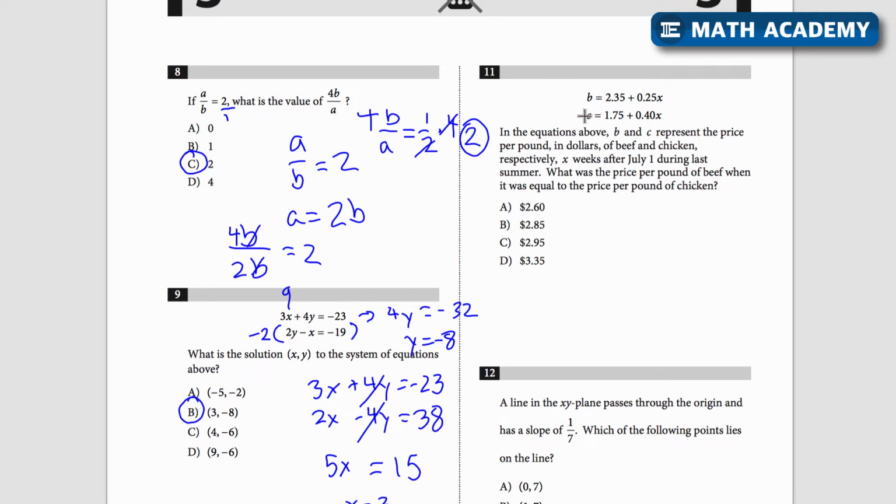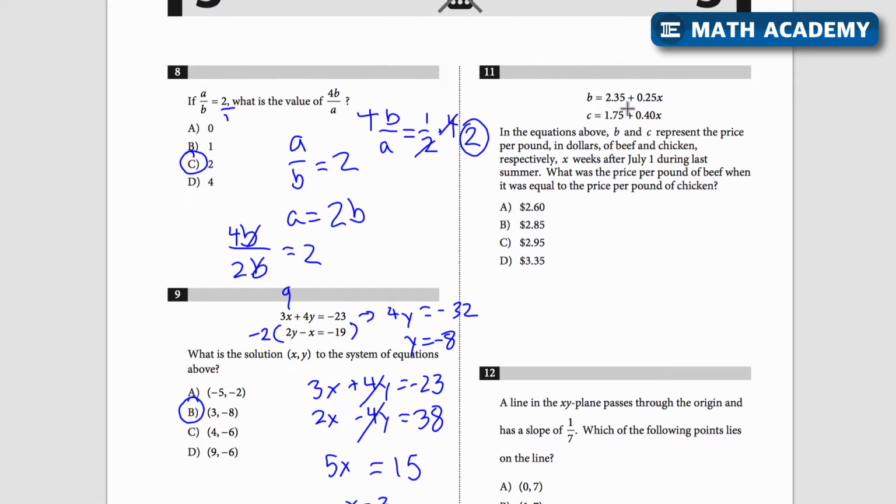Number 11. B equals 2.35 plus 0.25x. C equals 1.75 plus 0.40x. In the equations above, B and C represent the price per pound in dollars of beef and chicken respectively, x weeks after July 1 during last summer. What was the price per pound of beef when it was equal to the price per pound of chicken? So how much is this when it's equal to this? I need to find that value.